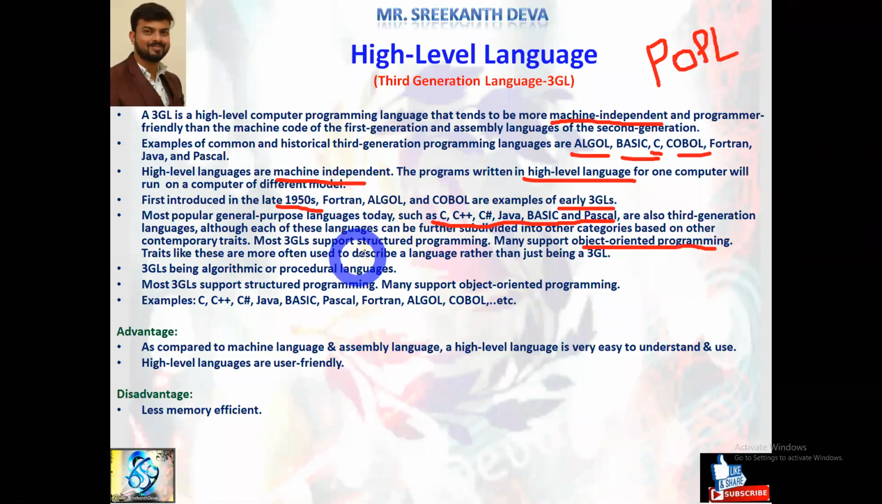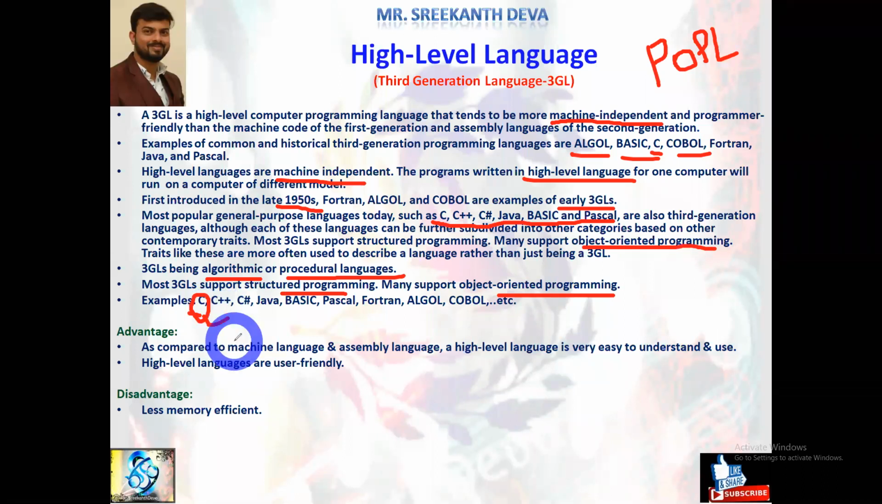It consists of structural oriented programming languages like C, and object oriented programming languages like C++, C Sharp, Java, and so on. These third generation languages are algorithmic or procedural languages. Most third generation languages are structural programming and object oriented programming, and both are procedural oriented programming languages. Best examples like C, C++, C Sharp, Java, Basic, Pascal, Fortran, Algol, and COBOL are all third generation programming languages. But in this session we are learning C language.